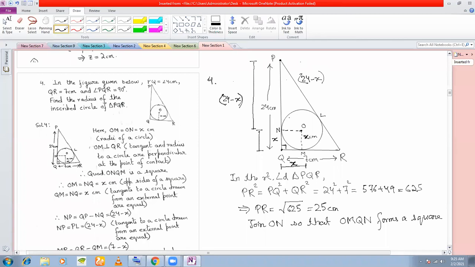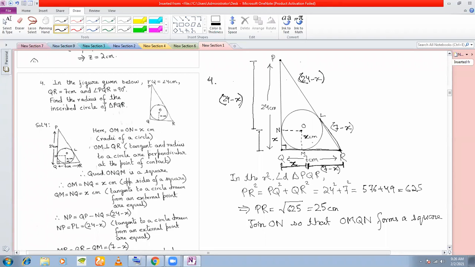Okay. So now once we have got this as 24 minus x, coming back here, you see this entire length here is 7. This length here is x. That means this length here will be 7 minus x. Again, considering R to be an external point, I'm drawing two tangents RM and RL to the circle. That means the length of the tangents must be equal. If this length is 7 minus x, then this length will be 7 minus x also.